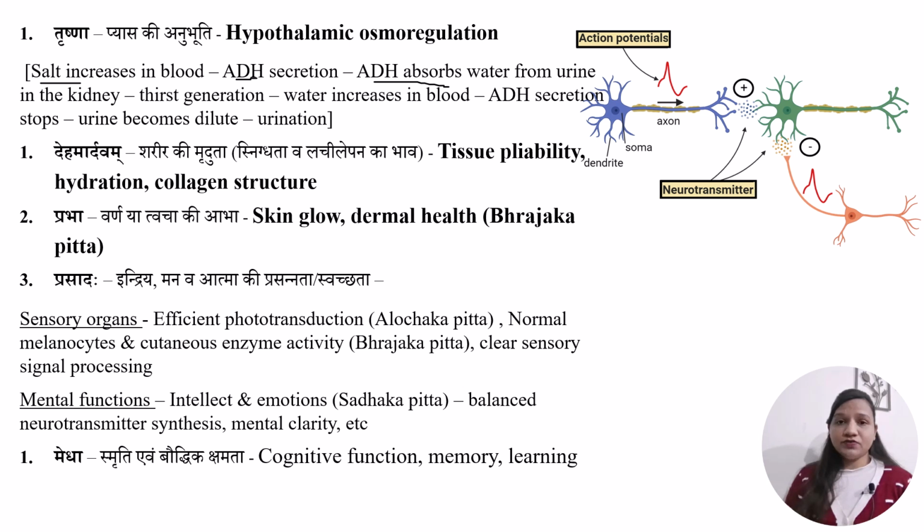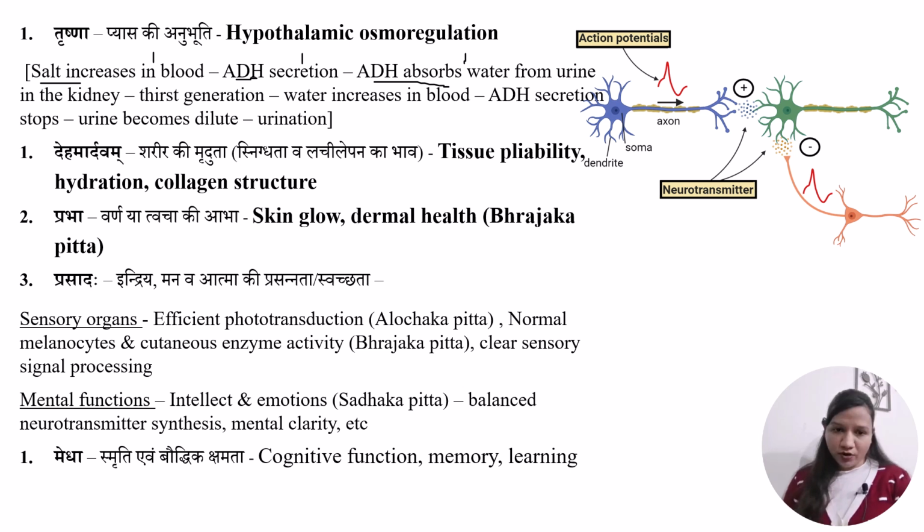This leads to the person drinking water, and then water increases in the blood, which sends negative feedback to the posterior pituitary, which leads to the stoppage of ADH secretion. So what is happening here? Firstly, salt is increasing in the body. Then ADH secretion occurs, because when salt increases in the blood, it sends a signal to the posterior pituitary to release ADH. Then this ADH absorbs water from urine in the kidney and makes the person thirsty.